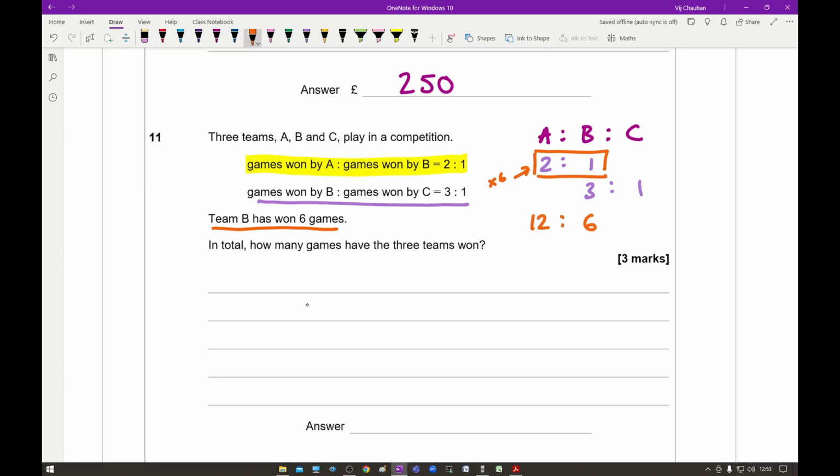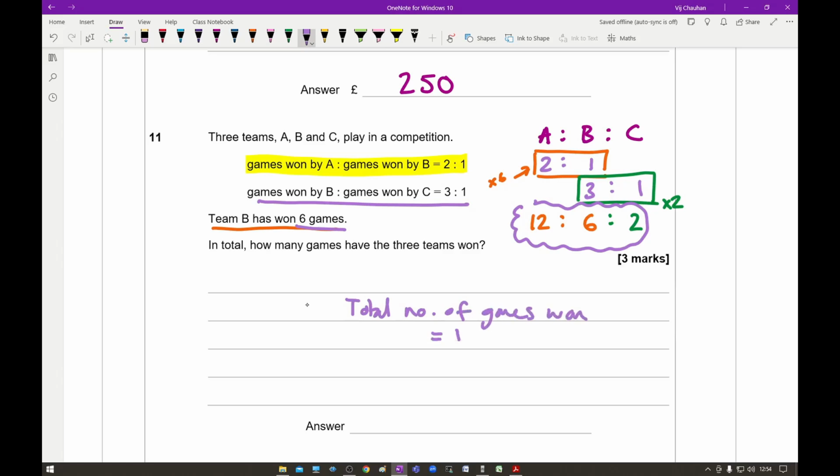Now looking at the next ratio, here B is equal to 3, but I want B to equal 6, so that means I need to times by 2. So if I times that by 2, I'm going to get 1 times 2, which is 2. And now you can see I've got my little ratio here where B is 6, and that represents the actual number of games that B has won. So here the total number of games won is going to equal 12 plus 6 plus 2, which gives me an answer of 20.